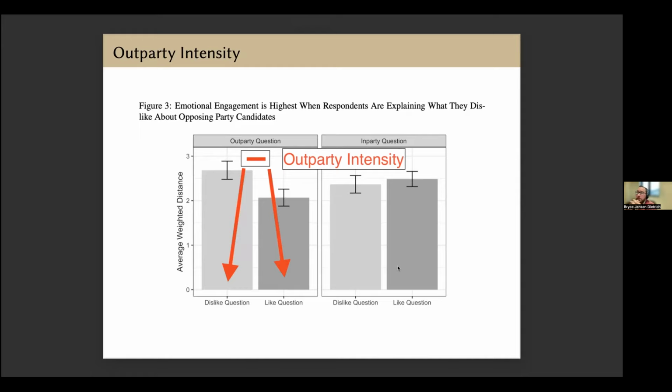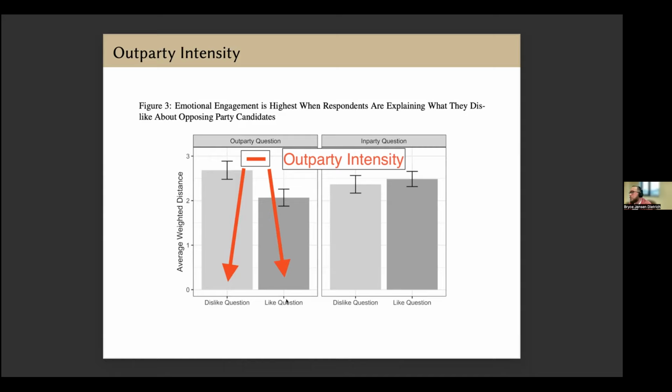So again, the hypothesis is triggered based on a comparative calculation between the intensity level that somebody might have when explaining what they like or dislike about a given candidate. To capture that in our responses, we first created what's called out-party intensity, which is simply, for each respondent, we took all the answers that they gave about what they disliked about an opposing party candidate, and we subtract the average weighted distance from all of their responses about what they liked about that same opposing party candidate. The difference we called out-party intensity, which means a positive value implies that the individual will have more emotional engagement when explaining what they dislike about the out-party candidate versus what they like about the opposing party candidate.